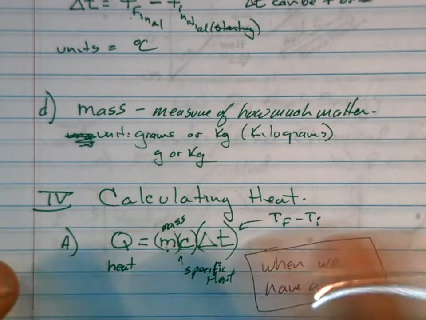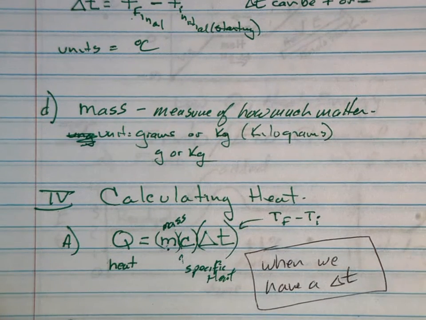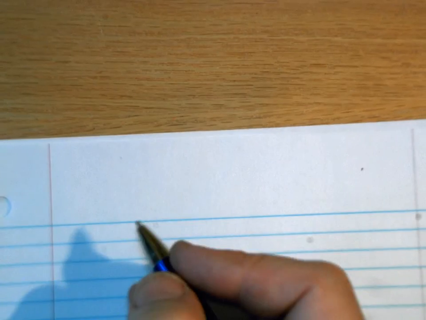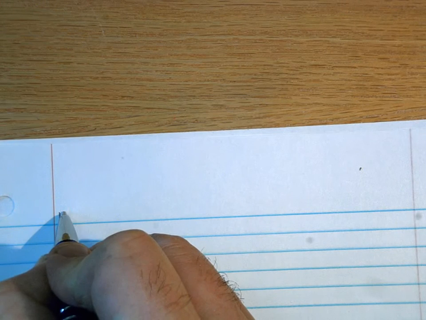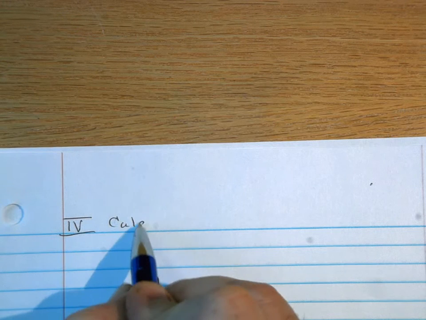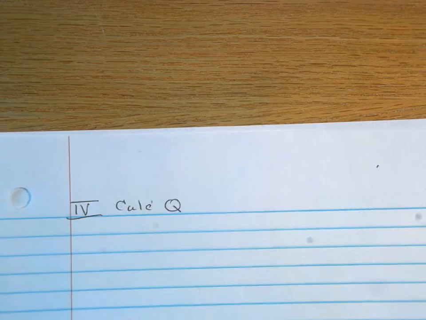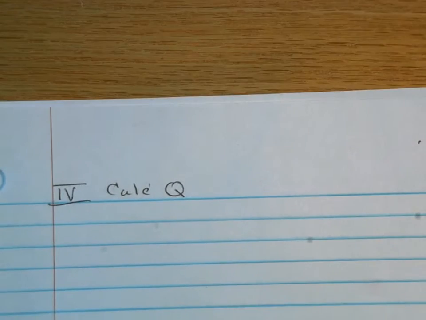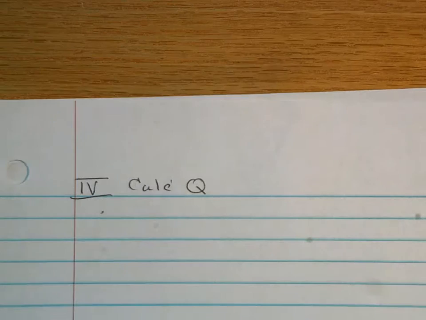Now there's going to be some times, like I talked about, where we can't. So now we're going to go to part B. I'm going to start on a fresh sheet of paper here. Let me zoom out so we can see. So part B. We're still under Roman numeral 4, calculating heat, and I'm just going to say calculating Q because I'm going to use the appropriate symbols here. So A was Q equals MC delta T. Now we're on B.